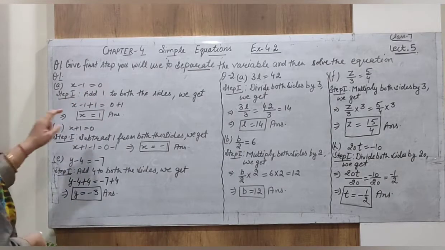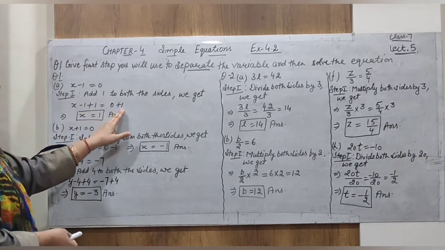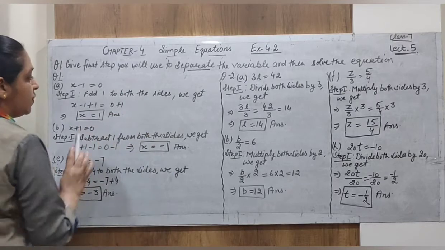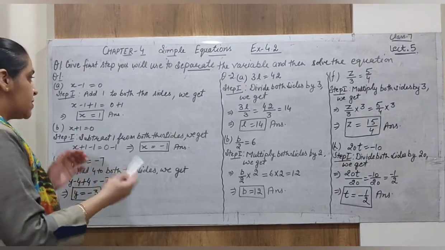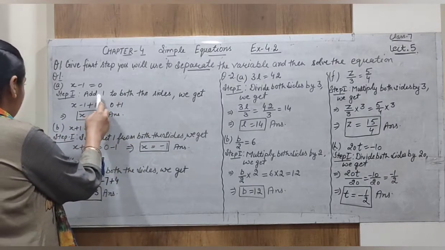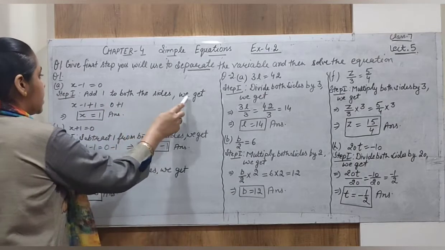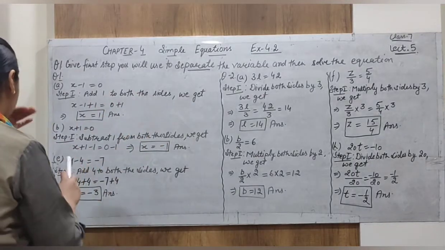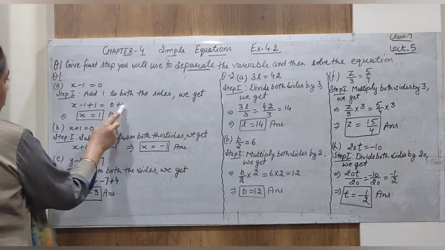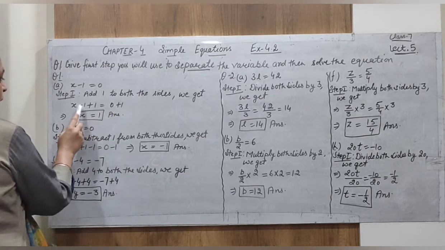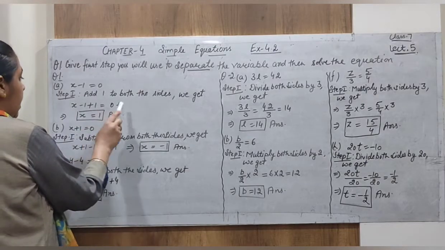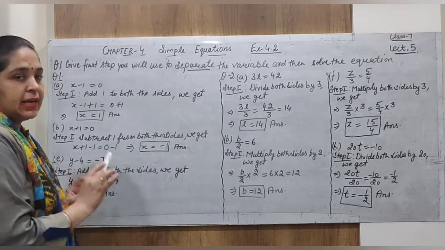We get plus 1 here and plus 1 here. We must write what we are going to do, or what process we start. So first of all we write: add 1 to both the sides, we get. We get means what we get after using this step. Now add 1 to both the sides. x minus 1 is already given on the left hand side, plus 1 on the left hand side and plus 1 on the right hand side.